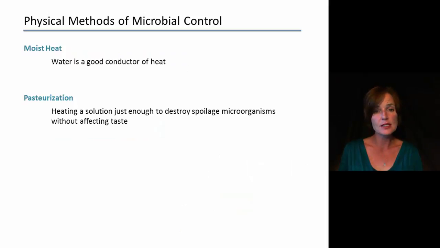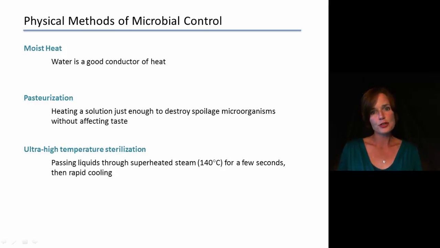Pasteurization is an example of using some moist heat. This is when we heat a solution just enough to destroy spoilage microorganisms without affecting the taste. We don't want to heat too much, because when you heat to too high of temperatures, many of the things that give a product its flavor start to break down. That would definitely not be something that we want. We want to avoid affecting the taste or the flavor, but we do want to get rid of the organisms that are going to spoil it. So we go just as hot as we have to in order to get rid of those spoilage microbes.